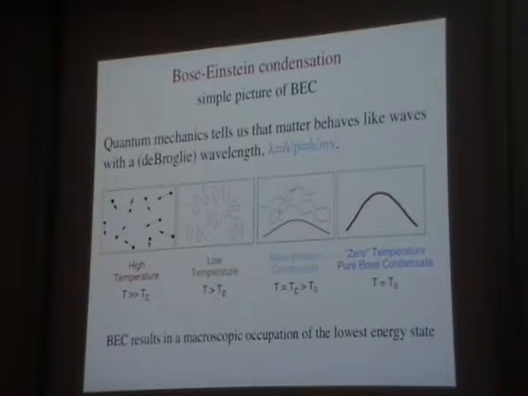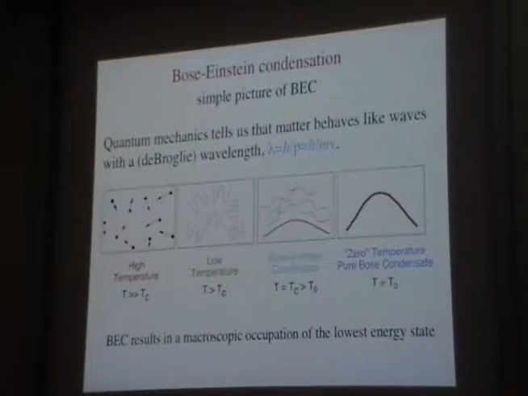So here's a simple picture of Bose-Einstein condensation. It's sort of a wave picture. Quantum mechanics tells us that, of course, matter behaves like waves, with the wavelength given by the de Broglie wavelength, so it's inversely proportional to the velocity or momentum of the particles. So if you consider a collection of atoms at high temperatures, you can think of them as billiard balls basically crashing into each other. As you lower the temperature of the system, you're lowering the velocity of the atoms, and so the wavelength gets longer, and at some point you can actually begin to see some effects of the wavelength in a laboratory setting.